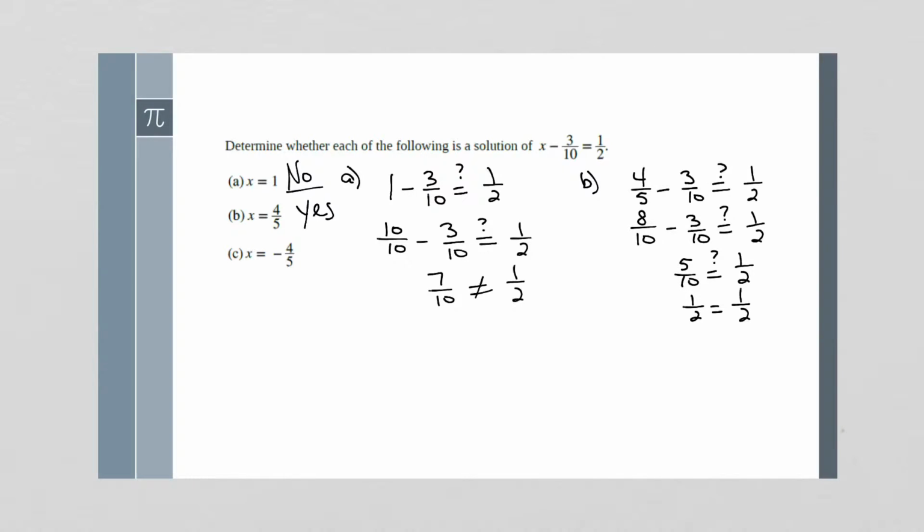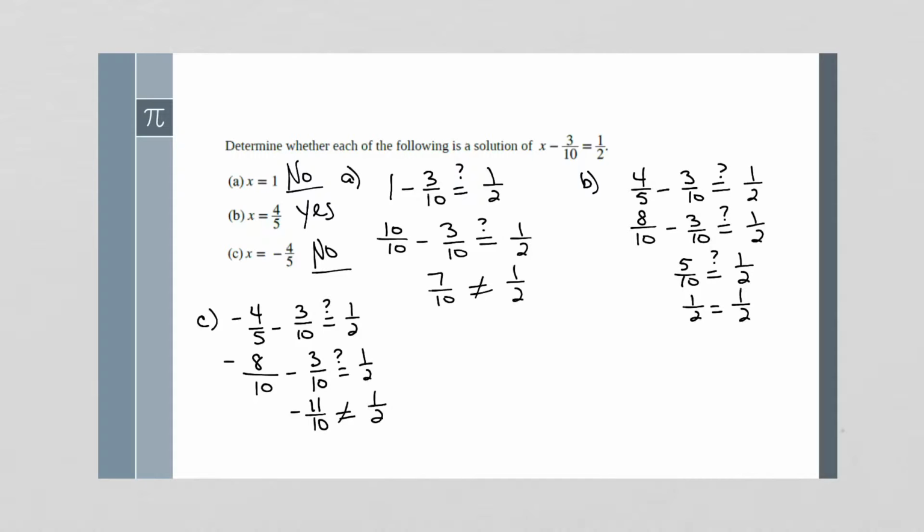Alright, so let's try part C. So in part C, I've got negative 4/5 minus 3/10. Does that equal 1/2? Well, just like the last time, I'm going to use negative 8/10 though. And so I get negative 11/10, which does not equal 1/2. So on this one, I would say no as well.